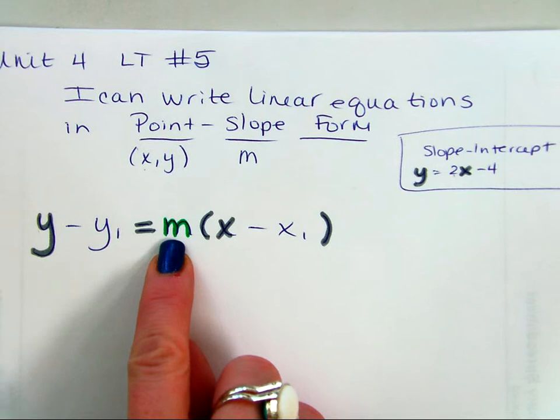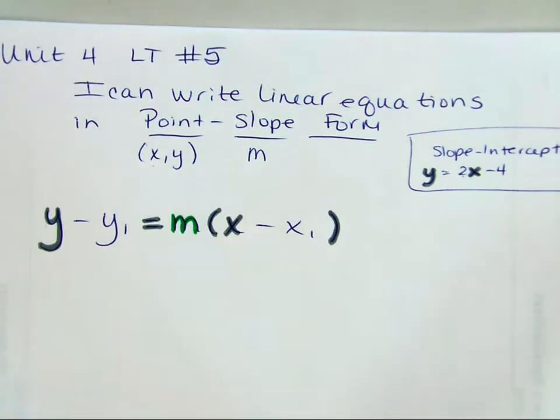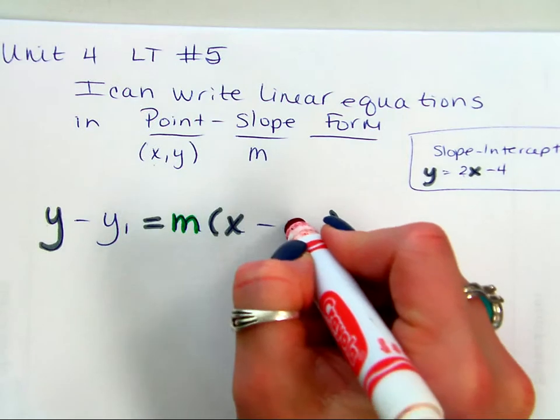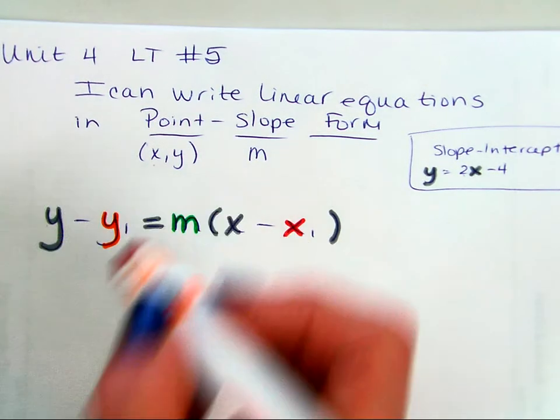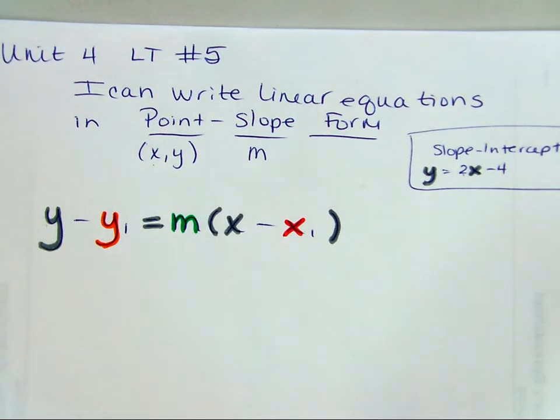All right, there's a little extra twist to do with it. And then the other thing you think about is this. All you have to think about is, okay, the x value from the point that I'm given is going to go in that spot. And then the y value from the point that I'm given is going to go in that spot.